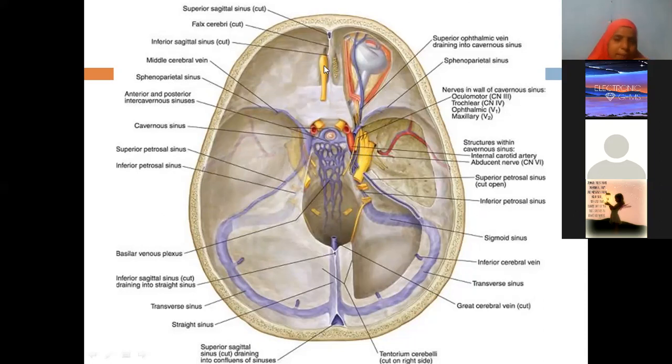Actually, we should take the cranial nerves in order. If this is first, then this becomes second. Oculomotor, third; fourth, trochlear. Then these three subdivisions you are finding is the trigeminal: oculomotor, trochlear, trigeminal with its ophthalmic, maxillary, and mandibular divisions. This forms the lateral boundary. This plexus of veins is called the basilar venous plexus.